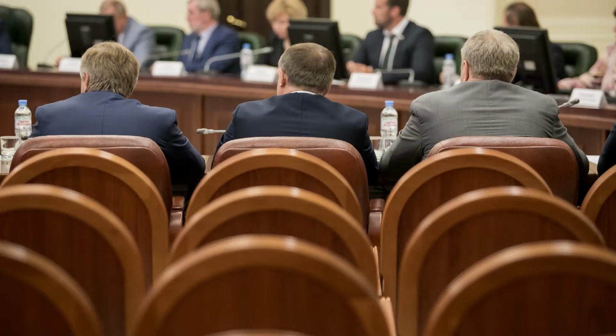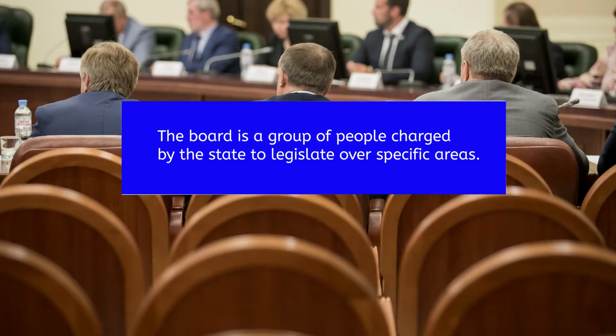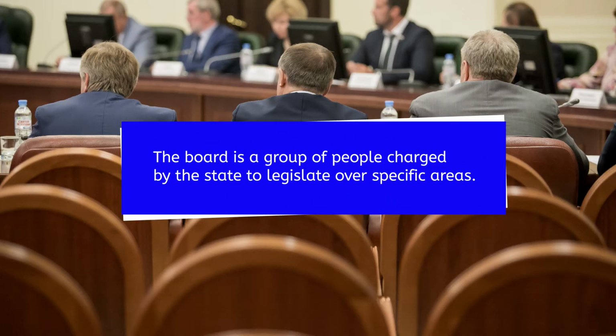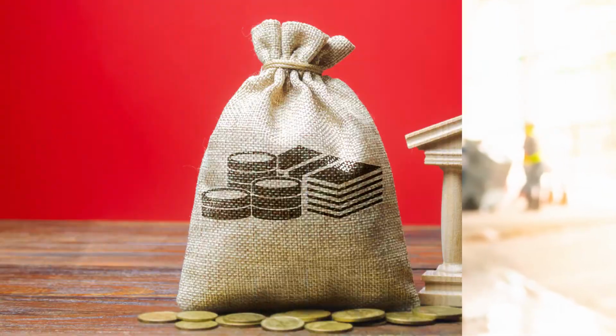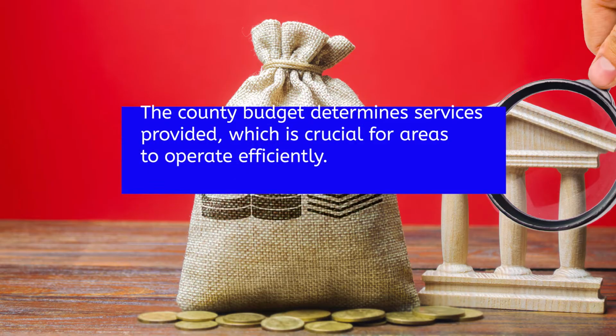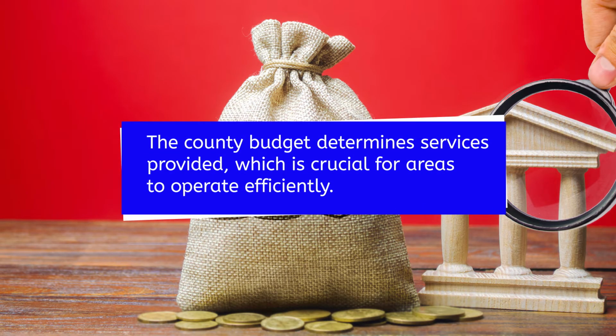Most counties have something called a county board. The name for these groups isn't always county board, but the group functions pretty much the same across the board despite differences in name. The board is a group of people charged by the state to legislate over specific areas. These areas include taxes, zoning, and the county budget. The county budget determines services provided, which is crucial for areas to operate efficiently.